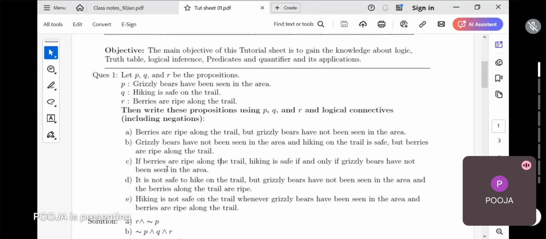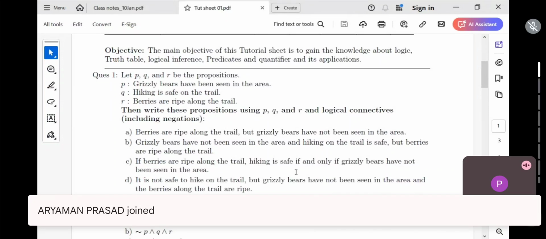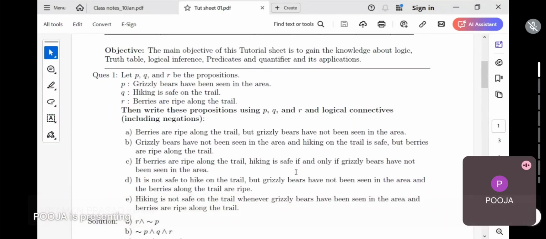Third one, if berries are ripe along the trail. Whenever we have if, that means a condition. So implies. If berries are ripe along the trail, hiking is safe if and only if grizzly bears have not been seen in the area. What will be the answer in this case?